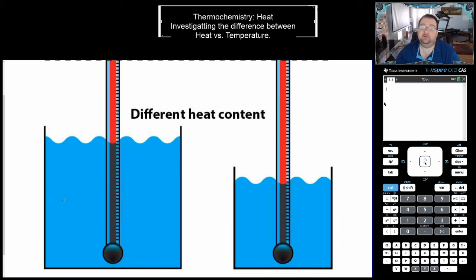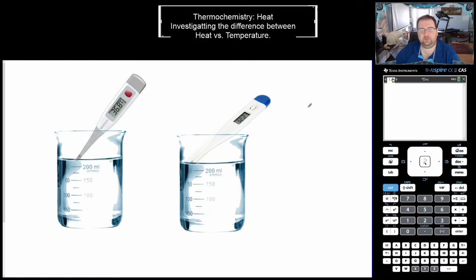Meaning that in the end, this 200 milliliter beaker of water has absorbed more heat, more energy, and thus has a higher heat content than this 100 milliliter beaker of water, despite starting off at the same temperature and finishing at the same temperature. Let's think about this example. Now we have the same amount of water, but they're at different temperatures. One's at 36.8 degrees Celsius and one's at 32.2 degrees Celsius. Do they have the same amount of heat?